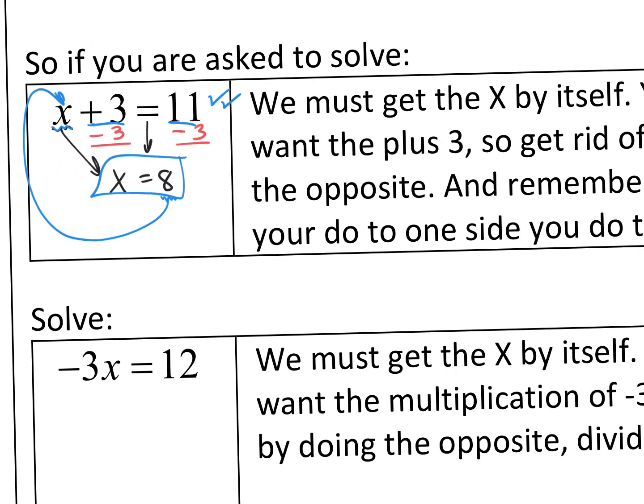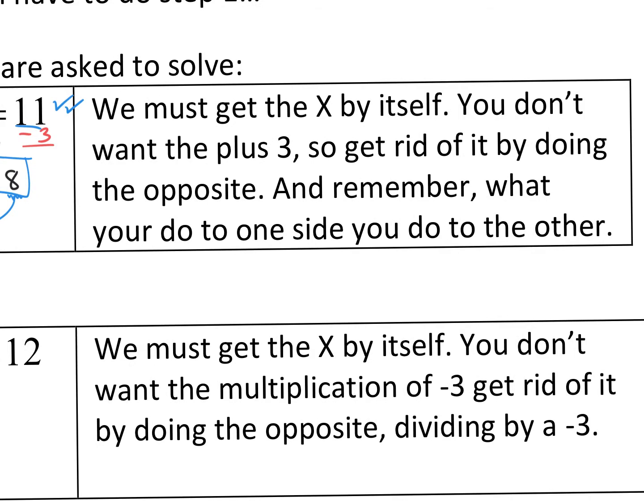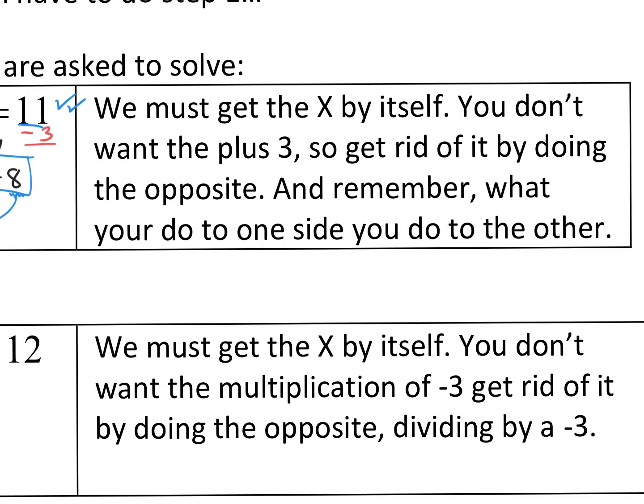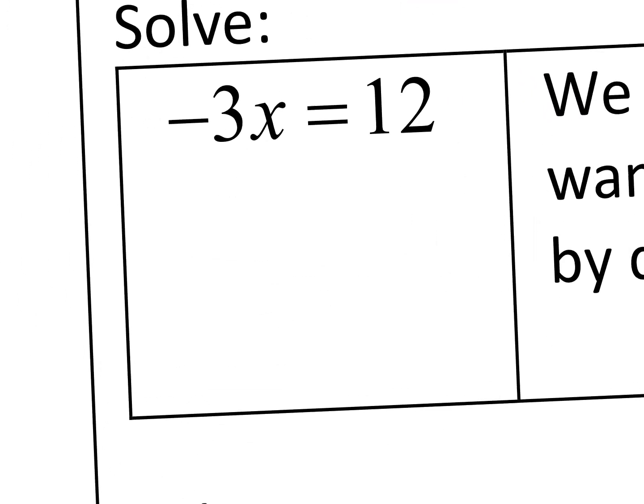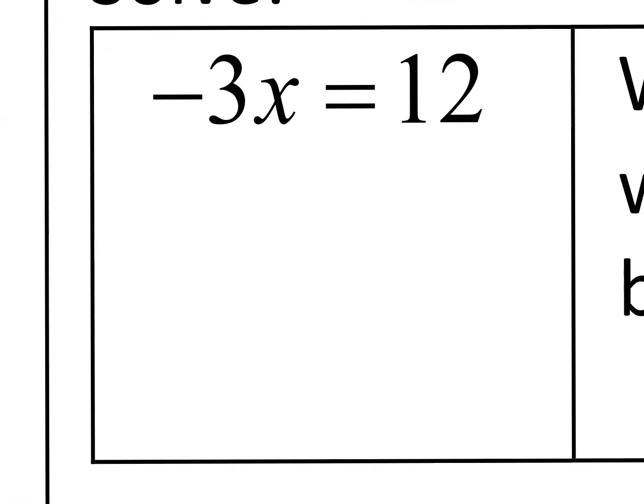So again, I explain what to do in words. We must get the x by itself. You don't want the plus 3, so get rid of it by doing the opposite. Remember, what you do to one side, do to the other. So it's all there, but I would like us to just go through it right now.